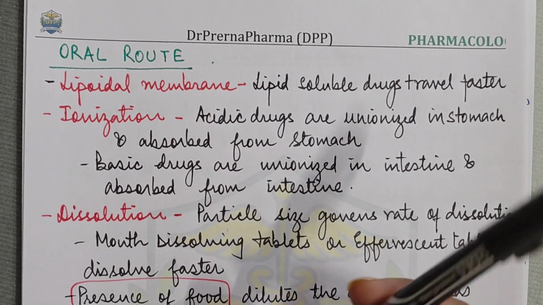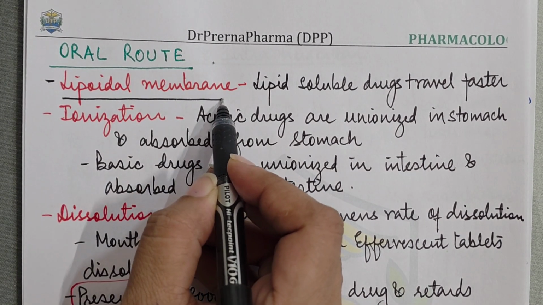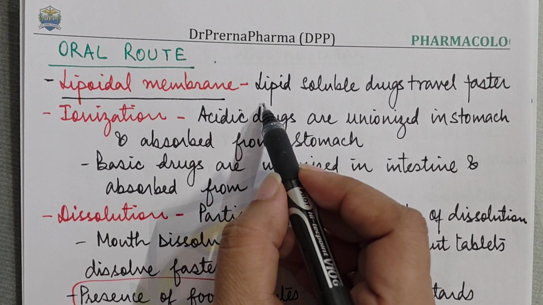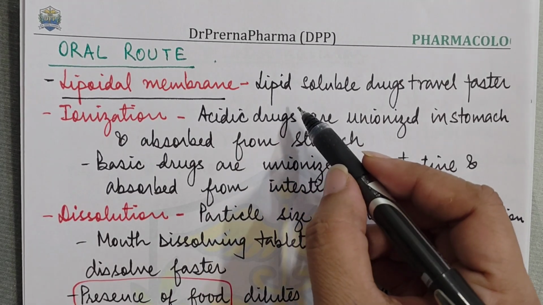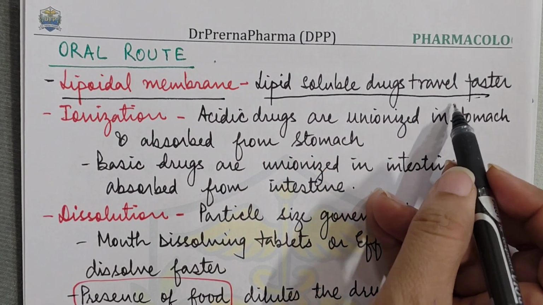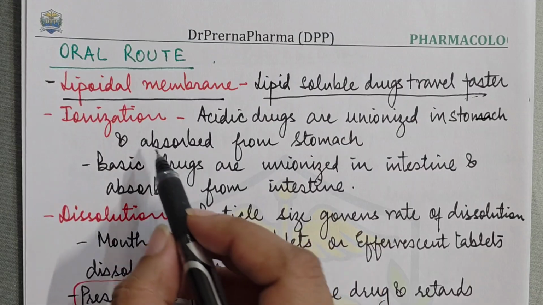Now in oral route, understand the first factor is a lipoidal membrane. When you take anything orally, then inside we have mucous membrane, and all the mucous membranes, as we discussed, are biological membranes having hydrophobic ends inside, hydrophilic ends outside. So if a drug is lipid soluble, it will travel faster. If it's water soluble, it will be a little slower.